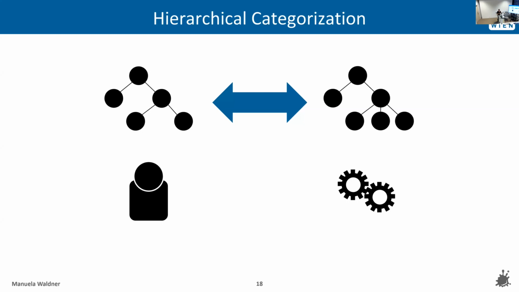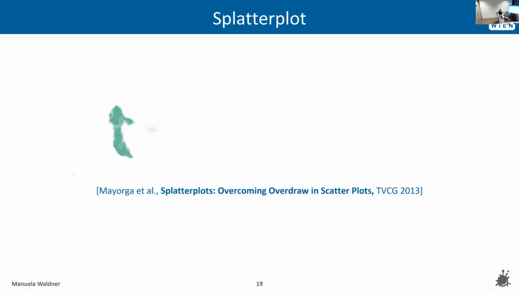So where does the machine categorization come from? Well, that's basically hierarchical clustering. We can do that in data space, in the high-dimensional feature space. What we did in the first step was to do it in the visual space, so after the projection. And the method we used for clustering was a purely visual one. We used the splatter plot method.